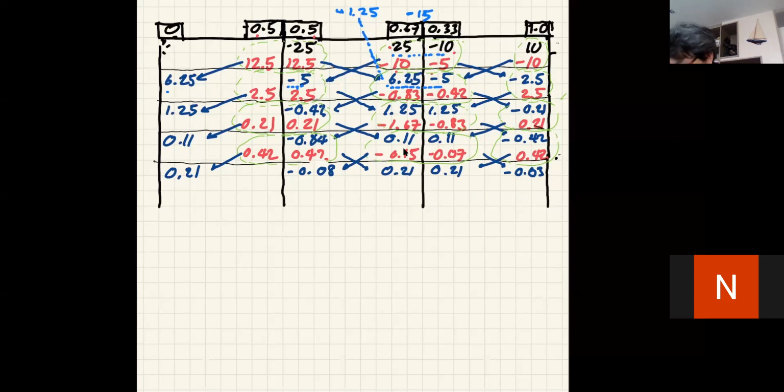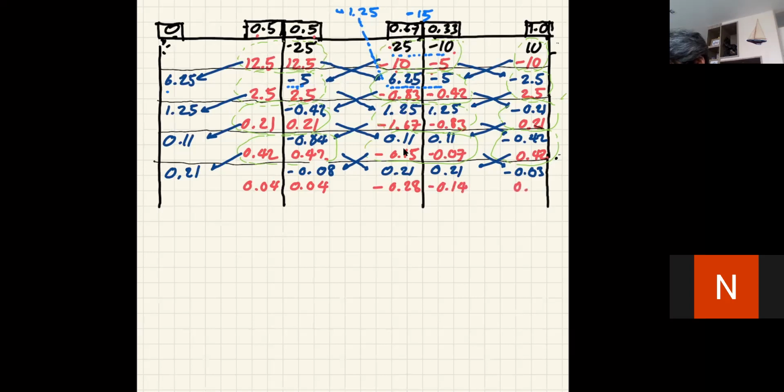I get 0.04 here, 0.04 there. This is 0.42 in total. So this is minus 0.28, minus 0.14. And right here is 0.03. So that should be enough. The number is closing down to 0, and I can end my procedure.